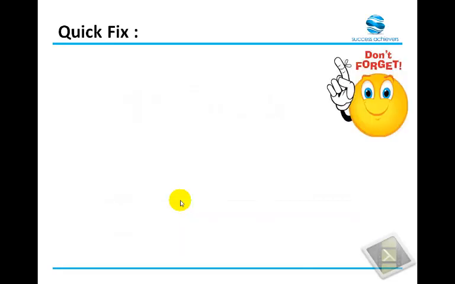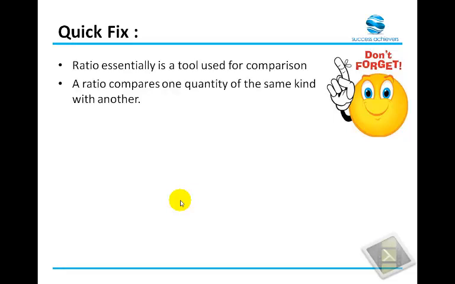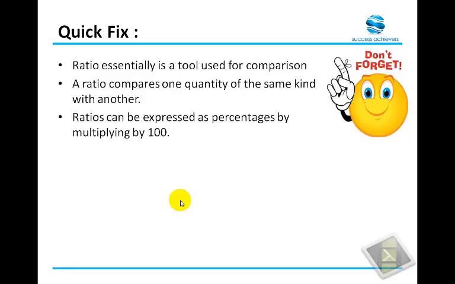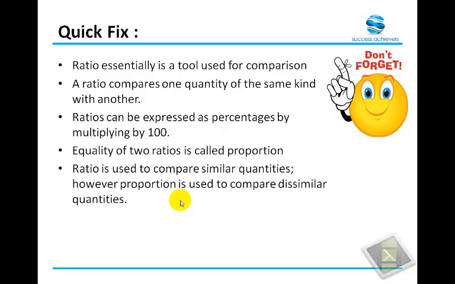Okay, so let's just quickly go through all the formulas we have done in ratio and proportion. We have seen ratio is a tool which can be used for comparison. It compares one quantity of same kind with that of another. They can be expressed as percentage by multiplying by 100. Equality of two ratios is called proportion. Ratio is used to compare similar quantities. However, proportion is used to compare dissimilar quantities.